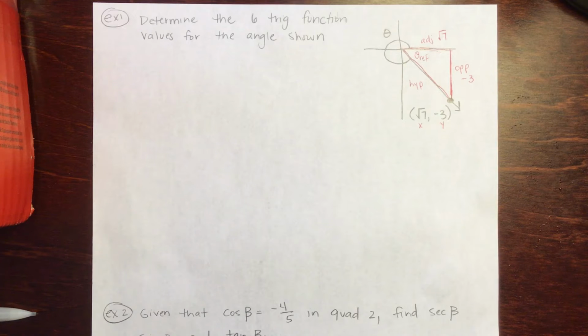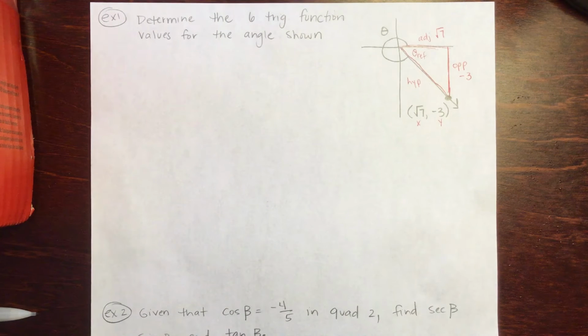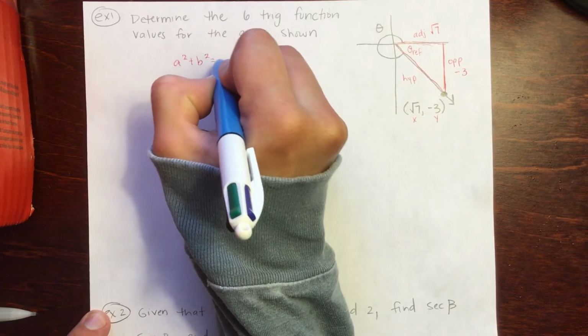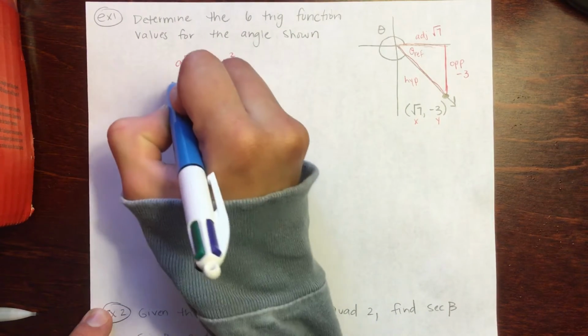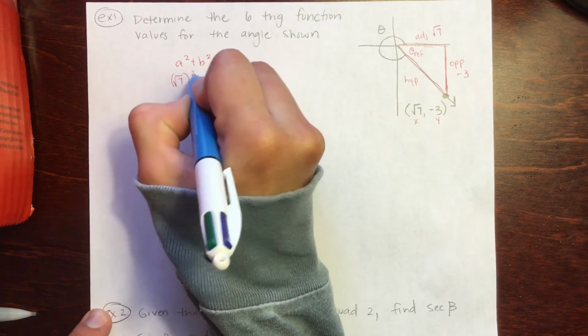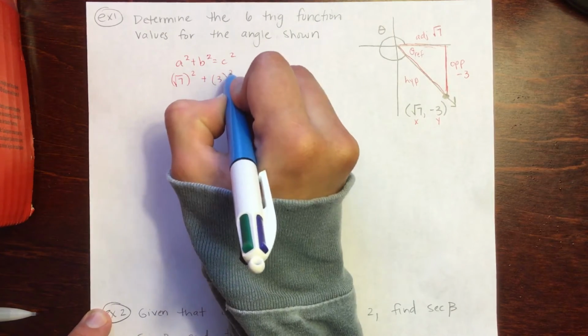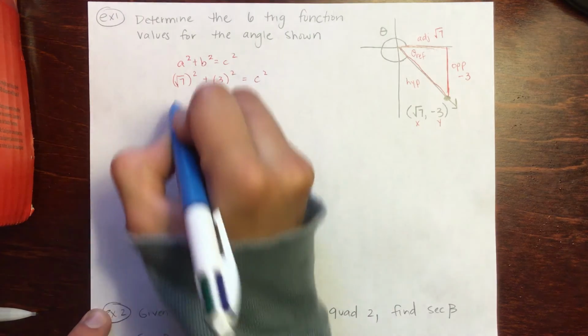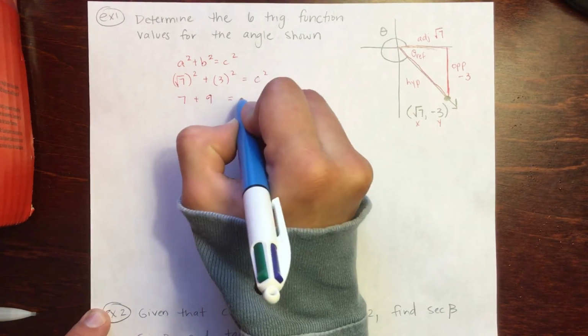Step 4, use the Pythagorean theorem to find the third side. I know that I have a -3 here for the opposite side, but I am going to use all positive values. So I will have square root 7 squared plus, I'm just going to use a 3 instead of a -3. And you should be able to solve this yourself.